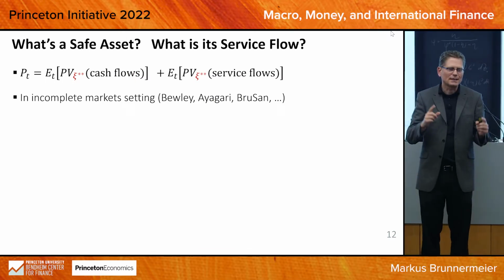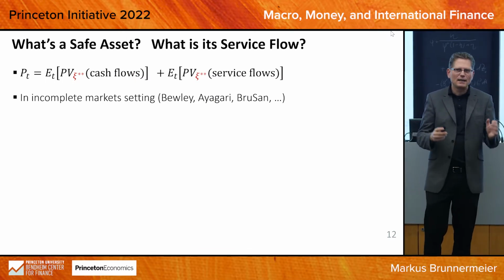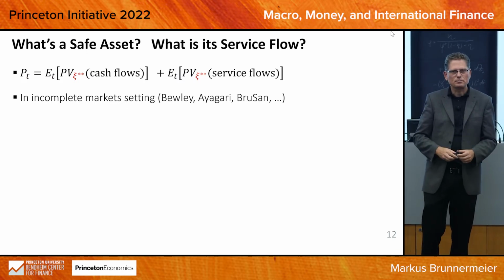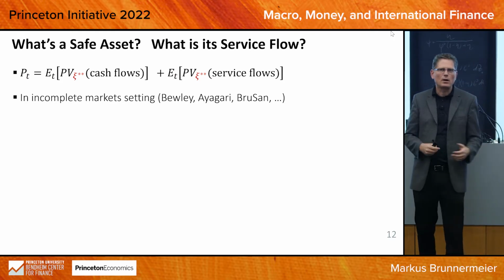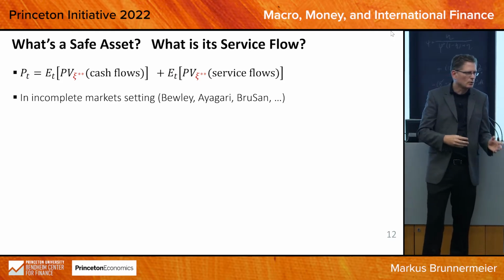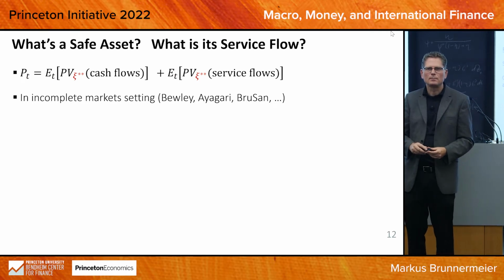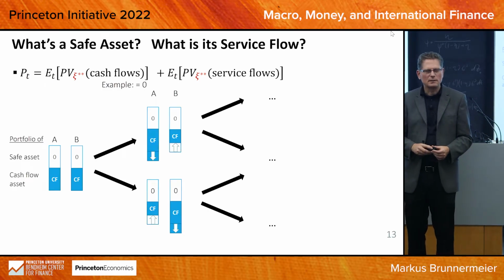Okay, so here's our new asset pricing equation. It's not only discounted cash flows, it's also discounted service flows. And this holds in any incomplete market setting, like in a Bewley model, Aiyagari model, or the papers I've done with Yuli and Sebastian. And here is the intuition in a very simple way.